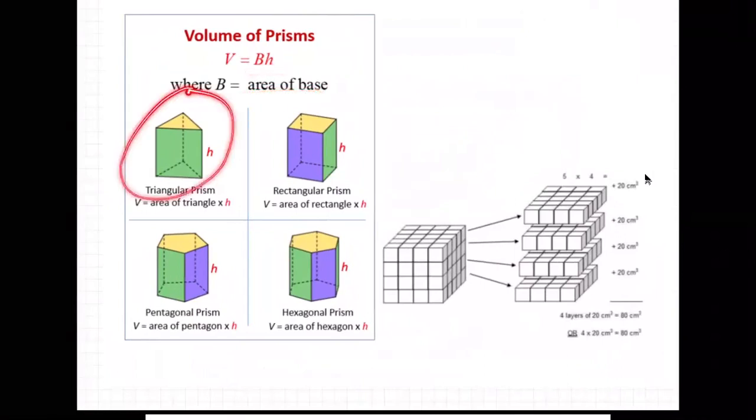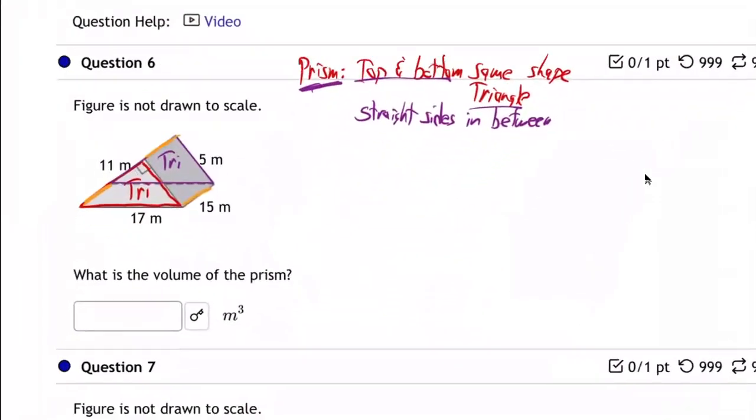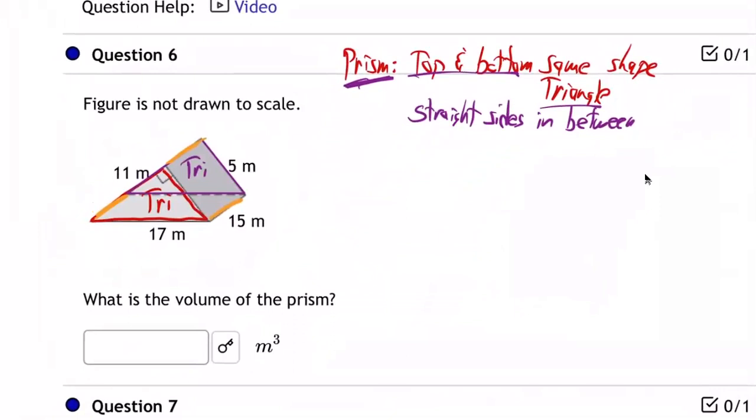So for a triangular prism, which is exactly what we have, it's going to be the area of the triangle times the height, because the triangles are the top and bottom. Even if it's laid down on its side, you still focus on the triangles. Those are the bases. So area of a triangle times the height. So the prism volume, let's do that. Volume of a prism is area of the base times the height.